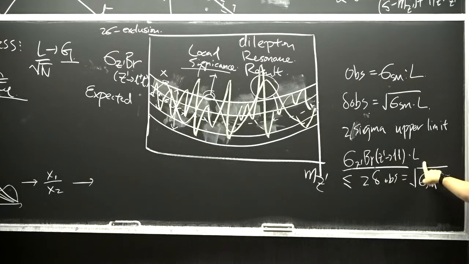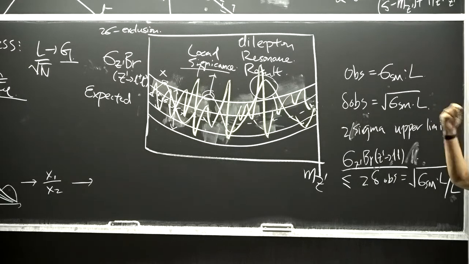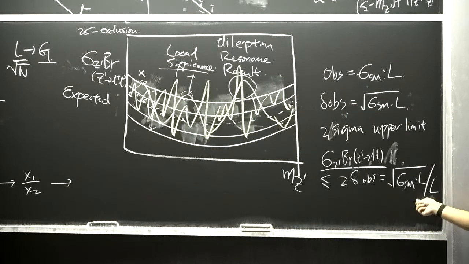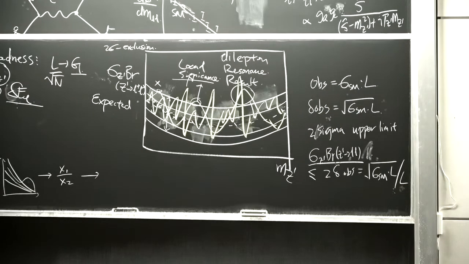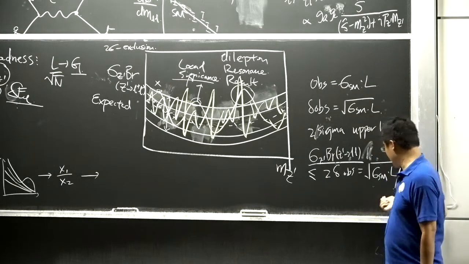My limit, which I try to constrain, is this quantity. As I collect more data, which means I have a higher luminosity, if I divide both sides by L, just to put things into the quantity I want to constrain, then as I go to higher luminosity, my limit will decrease as one over root L. More luminosity means more data, which means smaller relative uncertainty of my data fluctuation compared to the central value. And that allows me to reduce my expected upper limit on the cross section by scaling it like this.